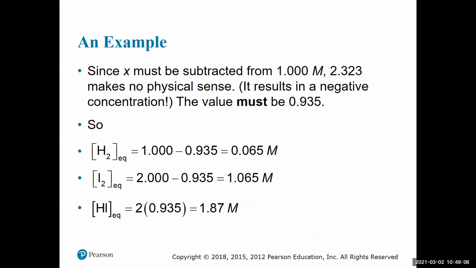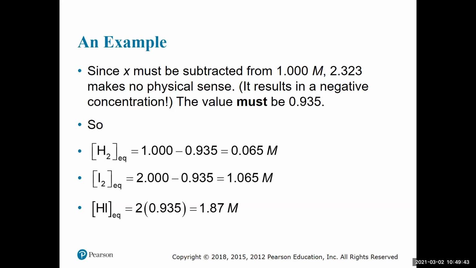And so what I would do then is I would go back to calculate those equilibrium concentrations. I'd take my H2 concentration, which was 1 molar, subtract that 0.935 value, and I get 0.065 molar. Do the same thing with I2, 2 minus the 0.935 to get its concentration, and then the HI is 2 times that value based on that table I had set up initially. Then I get 1.87.